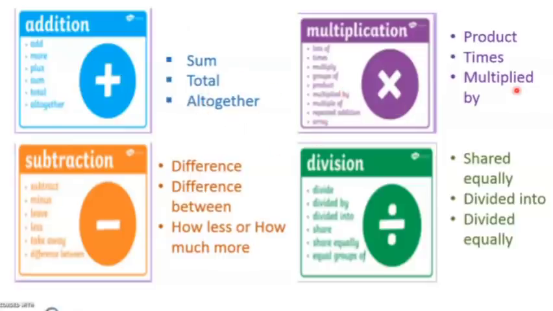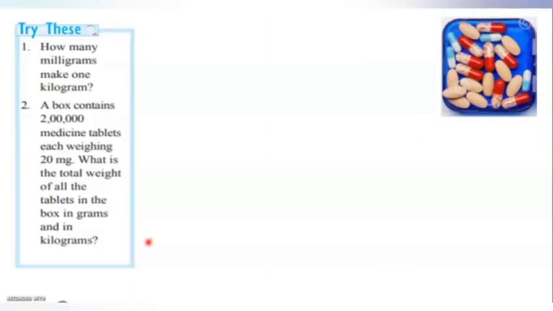For multiplication, we can say product, times, or multiplied by. Same way for subtraction, you can say difference, difference between, or how much less or how much more. For division, shared equally, divided into, or divided equally. These are the keywords used for each of these. Let's see the next question.